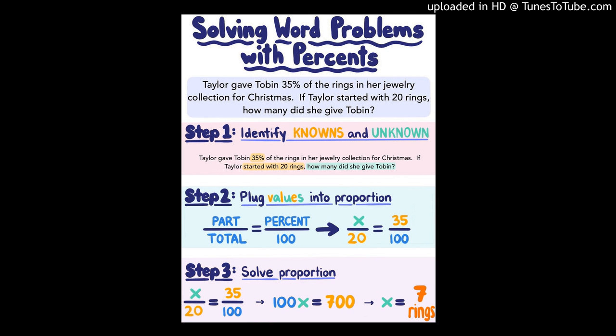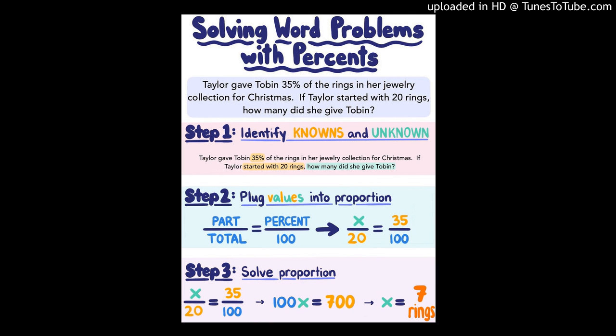In order to get that, you cross multiply the x times 100, which is in blue, and the 20 times 35, which is in yellow. That becomes 100x equal to 700. Now you need to get x alone. In order to do that, you divide by 100 on both sides. You get the variable x alone. Now your problem reads 700 over 100, which then is simplified to become 7, which is the answer, 7 rings.